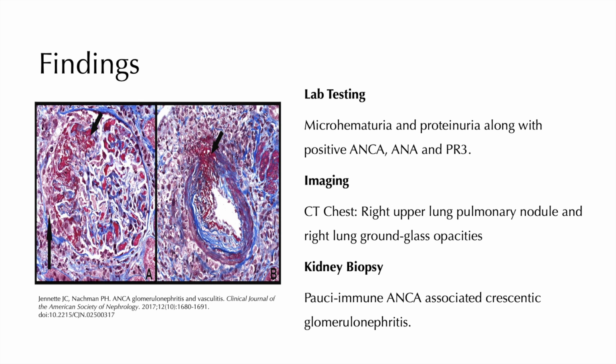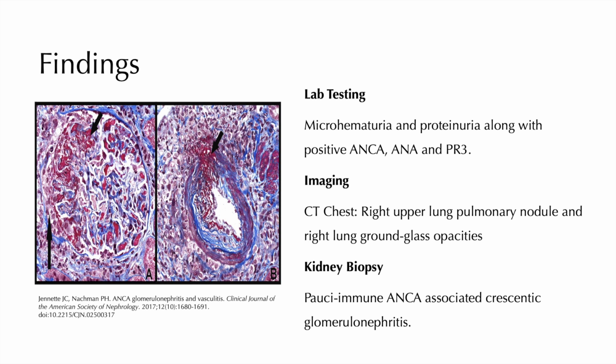This patient's lab testing revealed microhematuria and proteinuria along with positive ANCA, ANA, and PR3. Based on lab results highly suggestive of GPA, in addition to the presence of a lung nodule and right lung ground glass opacities noted on the CT chest, the patient was sent for lung and kidney biopsy for further workup.